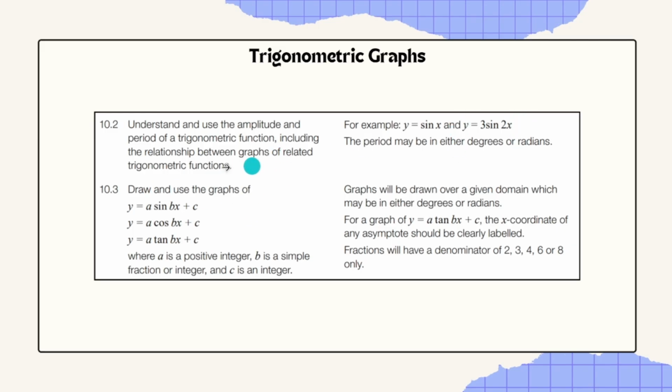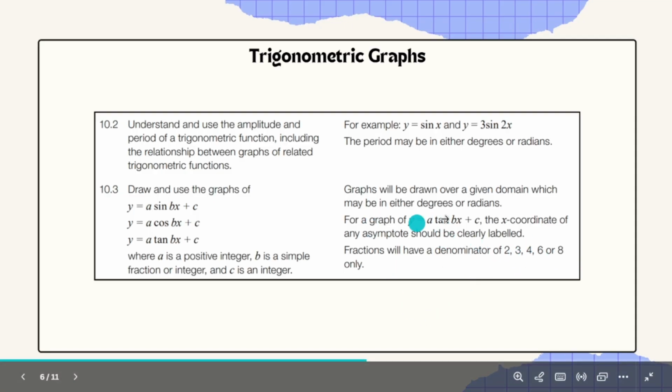Now you need to know how to draw and use graphs of this. That's why knowing about transformations is really good. I won't really go through that because I'm assuming that by now most of you know what transformations are and how it works. If you don't, you can always go through that. And another thing is that fractions will always have a denominator of either 2, 3, 4, 6, or 8 for the fractions used in your trig functions.